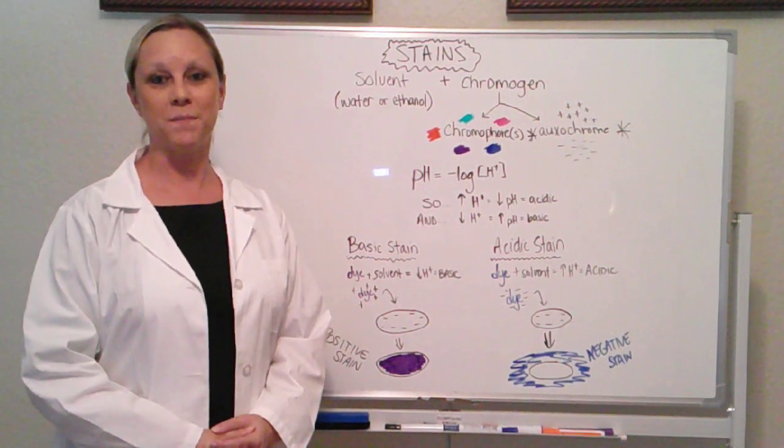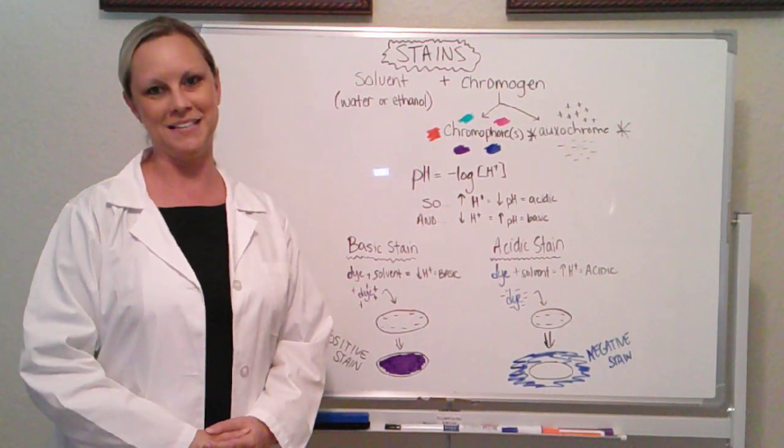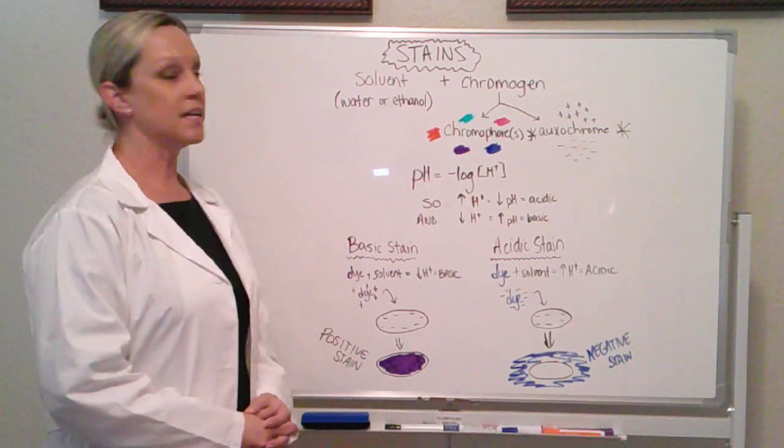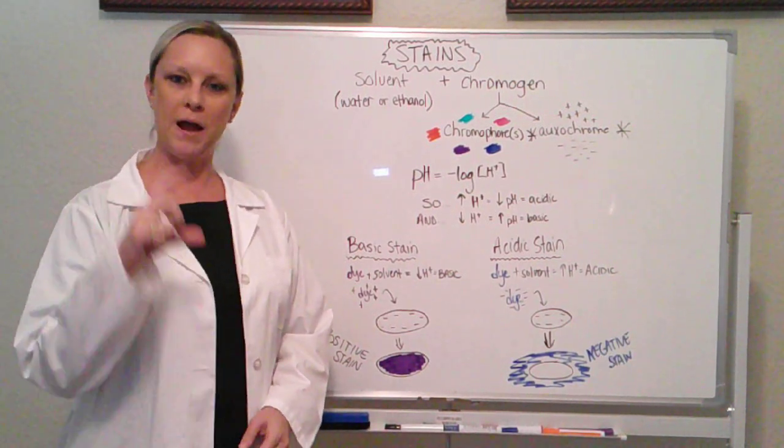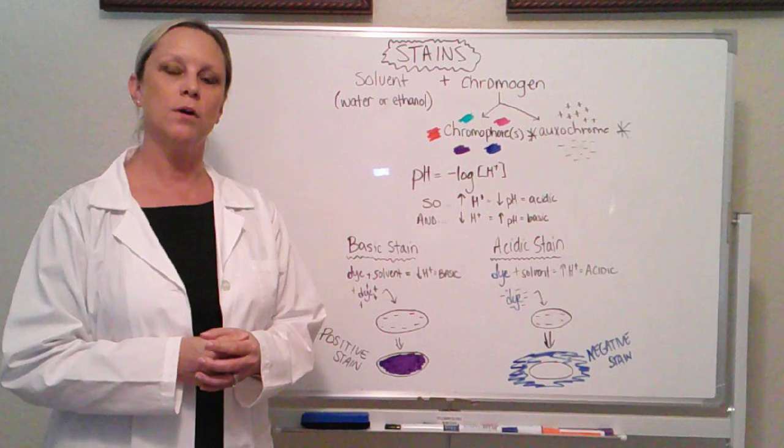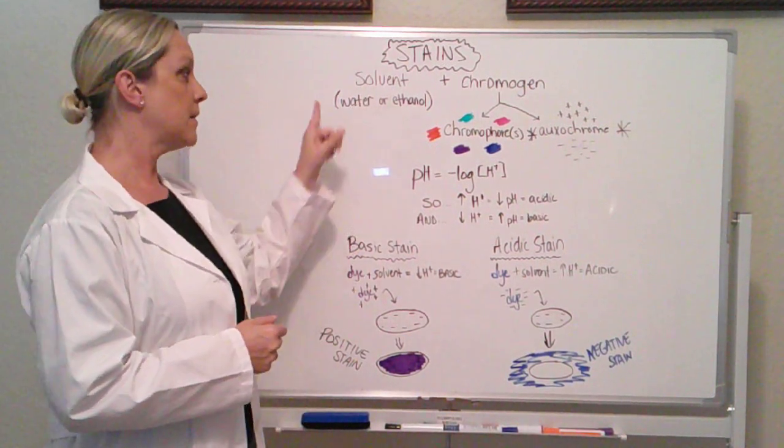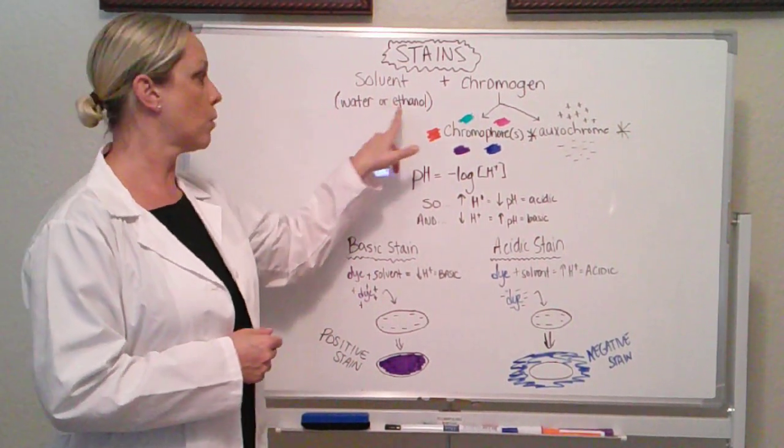Everyone, Dr. Yu here. Today I want to talk to you a little bit about stains. When we actually get the stains into the lab, they come in a powder form. And we take that powder and we dilute it into a solvent. That solvent is either going to be water or ethanol.